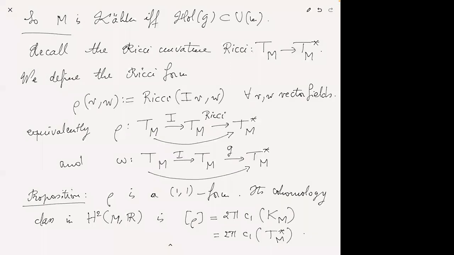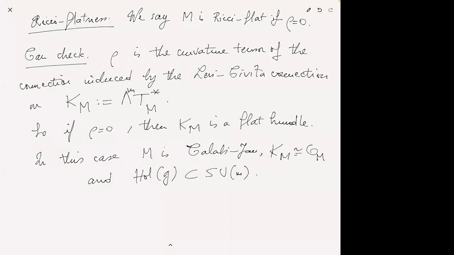And then you can show that that is the curvature of the Levi-Civita connection on the canonical bundle of your manifold, right? And that's how you see that basically if the Ricci curvature is zero, then the canonical bundle is a flat bundle, from which it sort of follows it's in fact trivial, and you have a Calabi-Yau, and the holonomy group is contained in SU(m). All right, so that is the Calabi-Yau case.